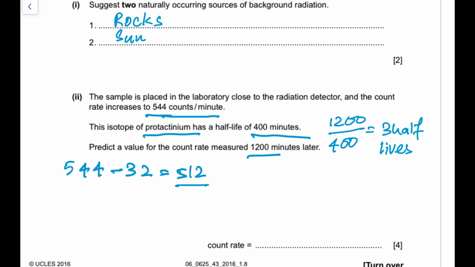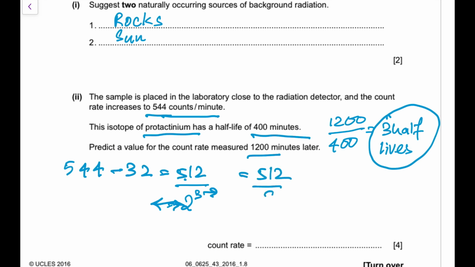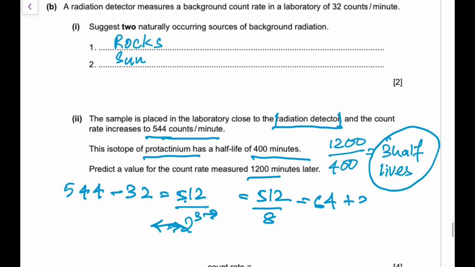If you want to find out the count rate after 3 half-lives have passed, that means you divide 512 by 2 cubed. And that's because you have 3 half-lives that pass in 1200 minutes, and in each half-life the number is going to be reduced by 2. So this will be equal to 512 divided by 8, which is 64 counts per minute. Now this is the count rate due to protactinium, but you need to find out the count rate which is detected by the radiation detector, and it is also going to detect the background radiation. So you'd add 64 to 32 as given in the question, and this will be equal to 96 counts per minute.